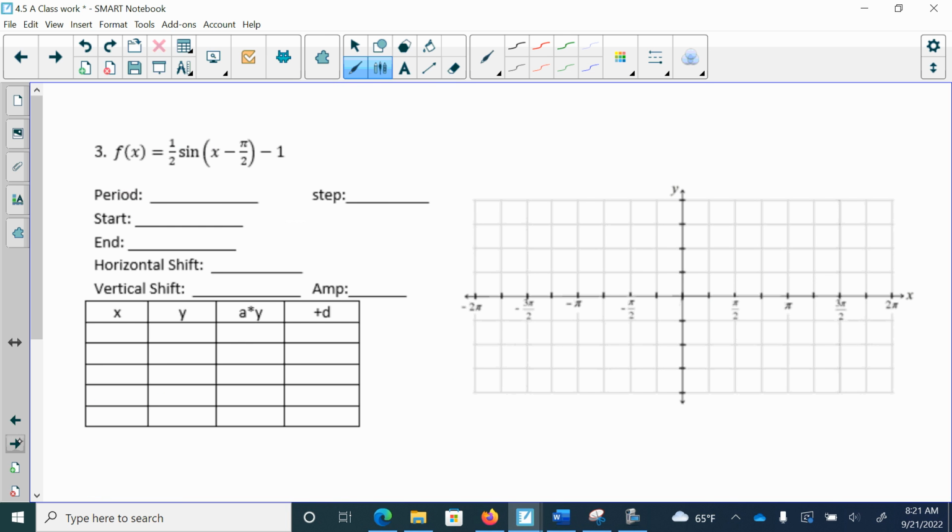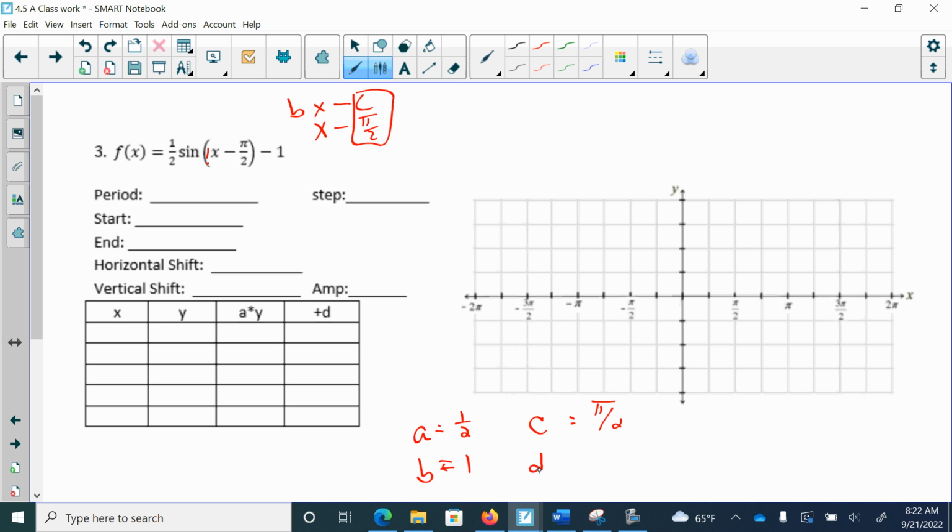Moving on to the next one, I am going to identify my A, my B, my C, my D. So my A in this case is going to be 1/2. That's okay, fractions don't bother us. My B, when I look here, there is no number in front of the X. So remember that's understood to be 1 because it's multiplication. So my B is going to be 1. My C, remember this is BX minus C. So in this case, I have X minus pi over 2. So the C is that pi over 2.